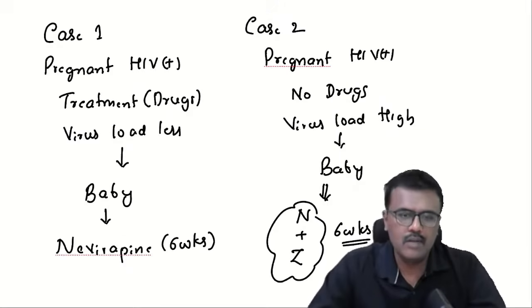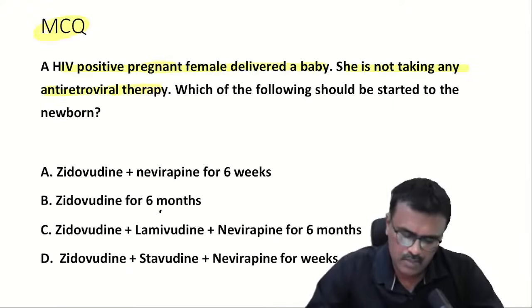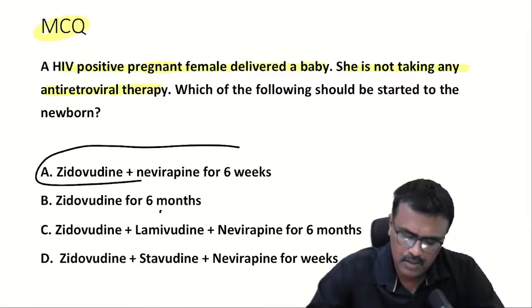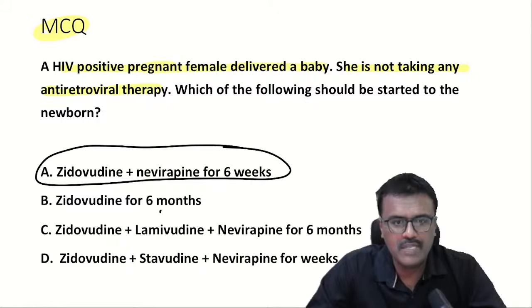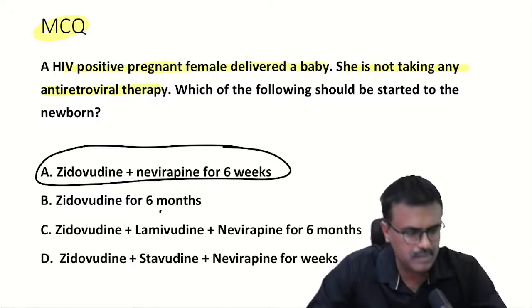So this is what you need to understand here. The answer comes here. She is not taking any treatment. Zidovudine plus nevirapine for 6 weeks. Yes, most of you have answered it.